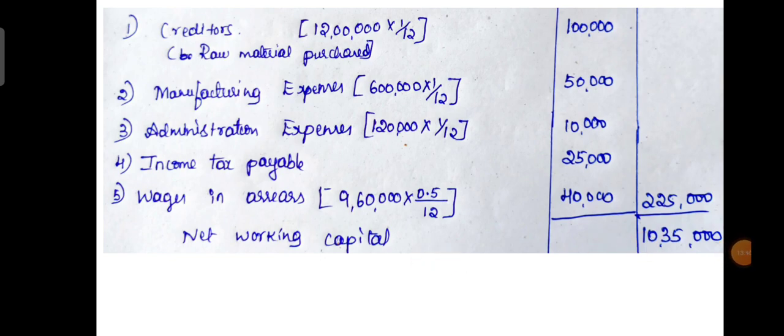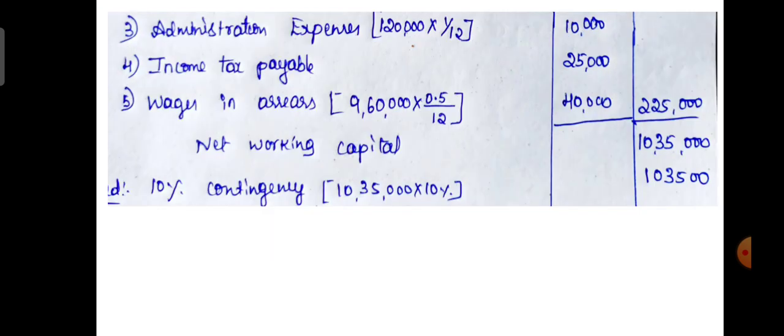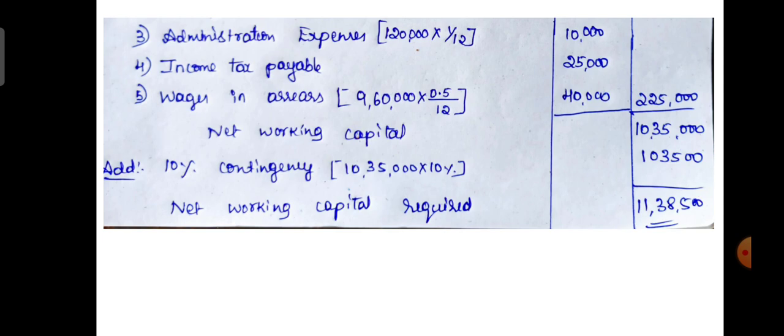As they asked in the problem to provide 10% for contingencies, so add 10% contingency. 10,35,000 into 10%, that is 1,03,500. That means on net working capital only contingency is calculated. So net working capital required is 11,38,500. Yes, thank you.